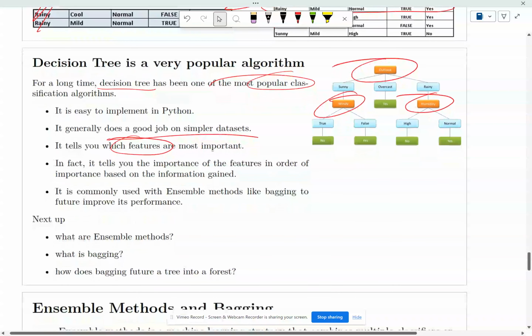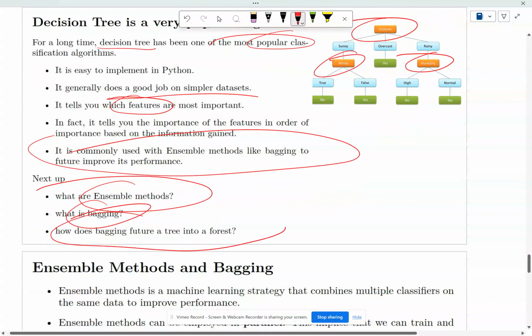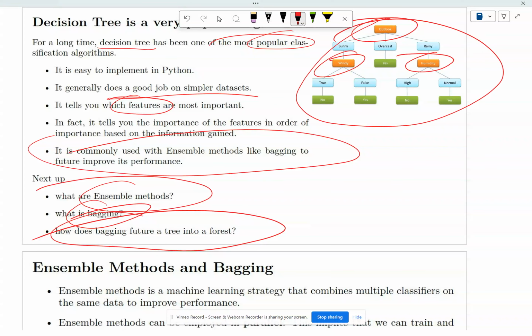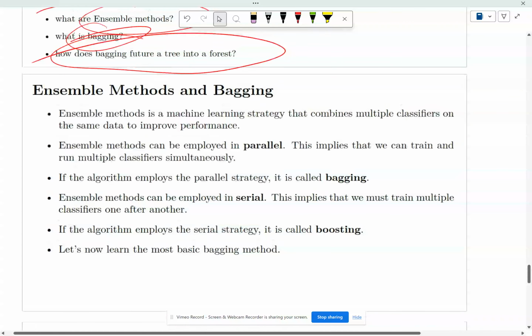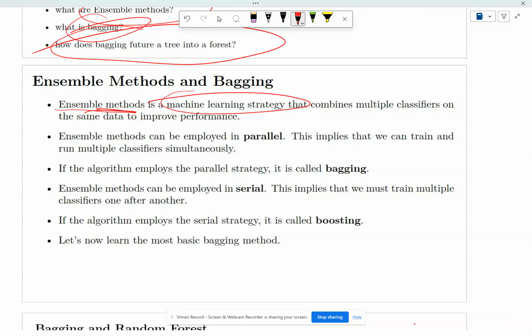From decision tree, it leads us to the concept of bagging, which is part of ensemble methods. Next up, we're going to learn what bagging is and how we move from a tree to an entire forest. Okay, so let's move on to ensemble methods and bagging. Ensemble method is a machine learning strategy that combines multiple classifiers on the same data to improve performance. So instead of using one classifier, it's combining the results of multiple classifiers.